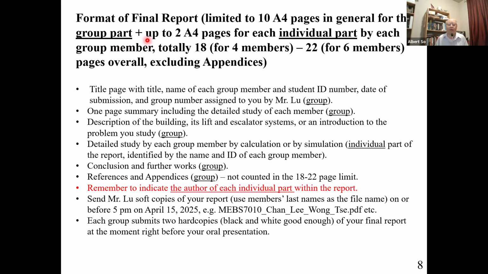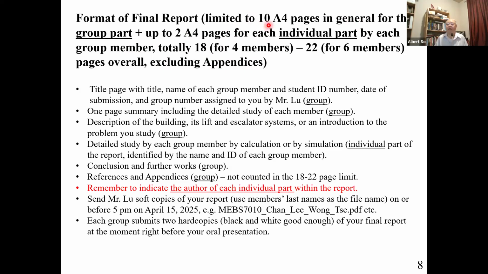Now, this is the format of the final report, limited to 18 to 22 pages. Why 18 to 22 pages? Because you have 2 pages for each individual part. So if you have 6 members, that means 12 pages. If you have 4 members, 8 pages. That means 10 A4 pages for the group part.